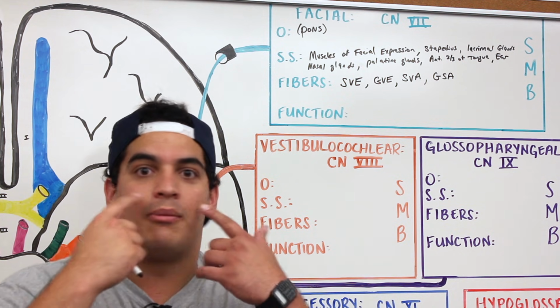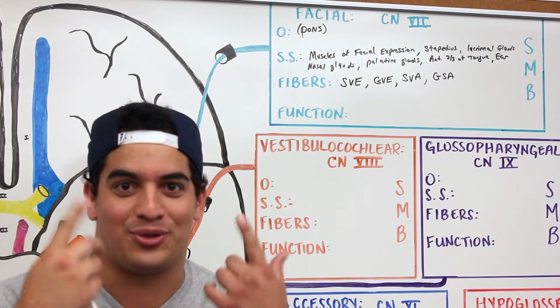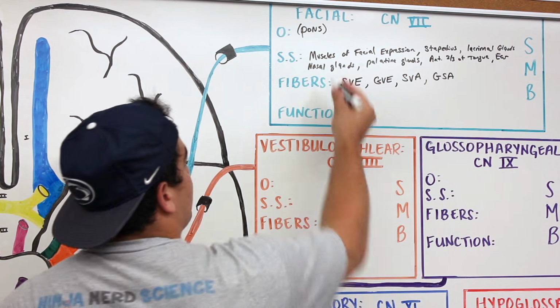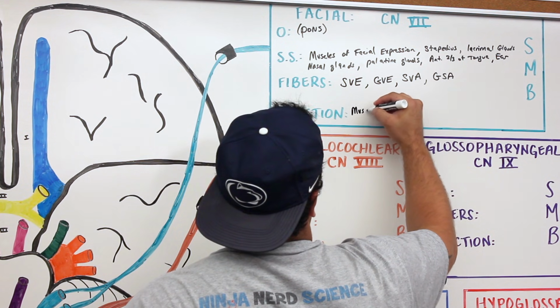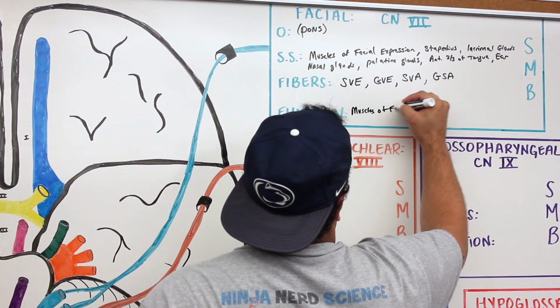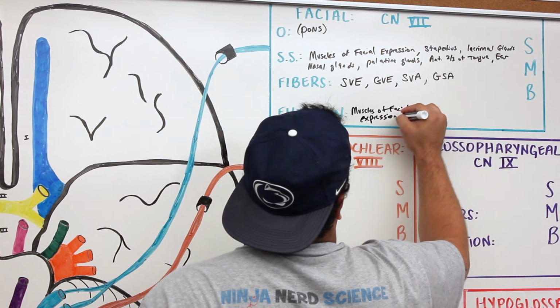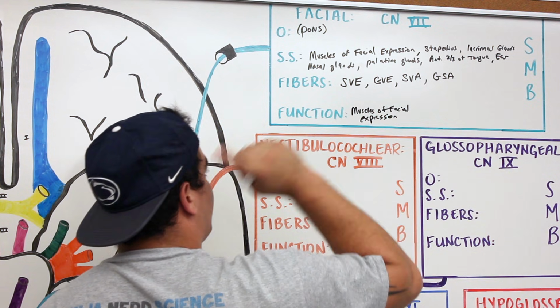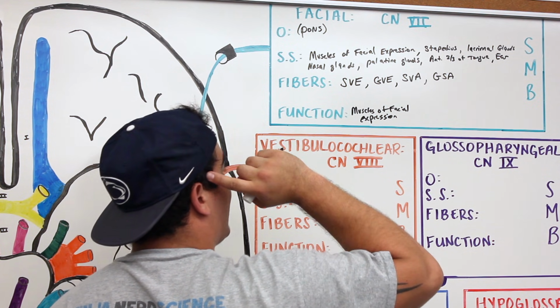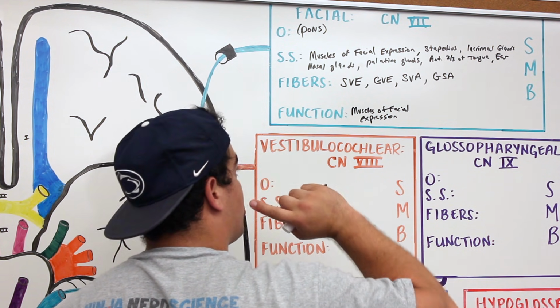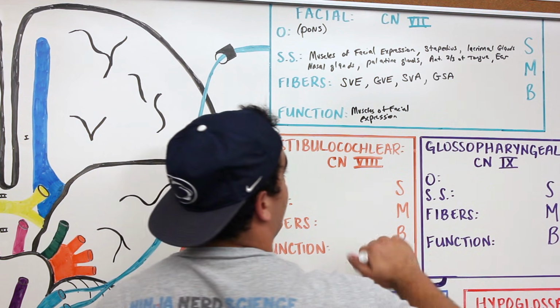It controls the muscles of facial expression. So all of those muscles that control your facial expression, that's what it's doing. So again, we can say muscles of facial expression. I'm not going to go through every single one of them, but I remember the branches of it. We actually talked about it. We had the temporal, the zygomatic, the buccal, the marginal mandibular, and the cervical. We talked about each branch.